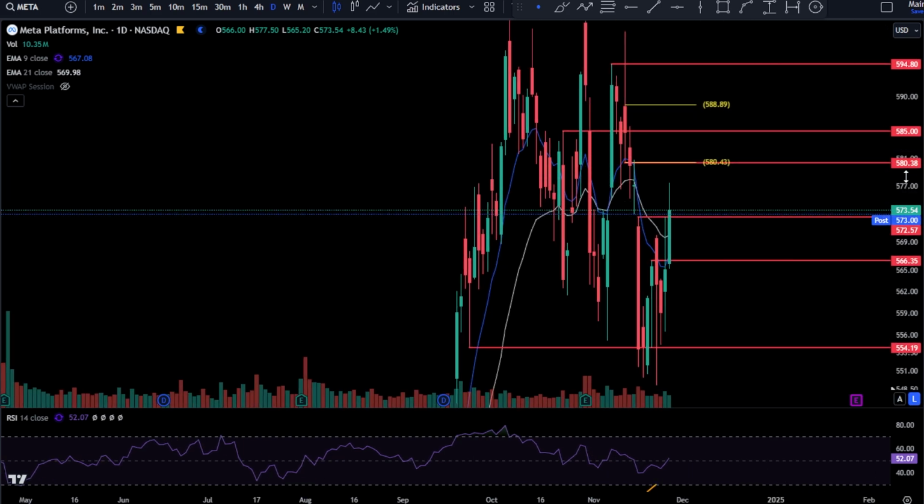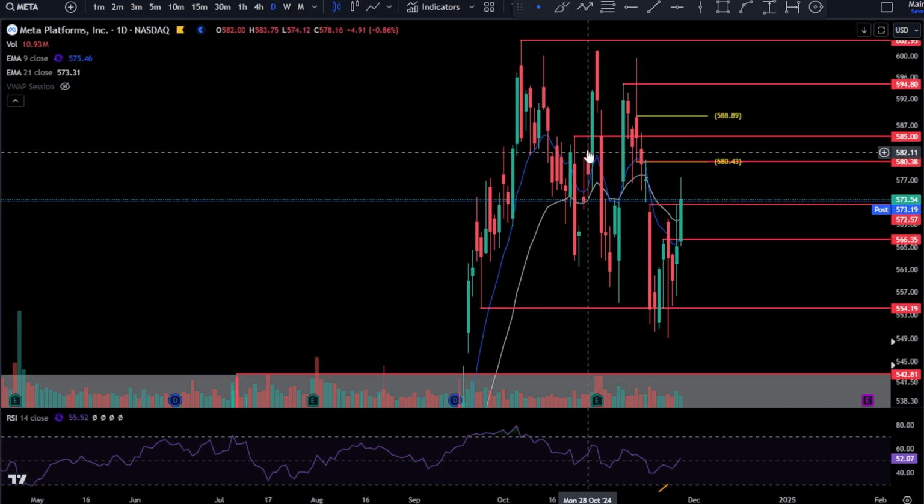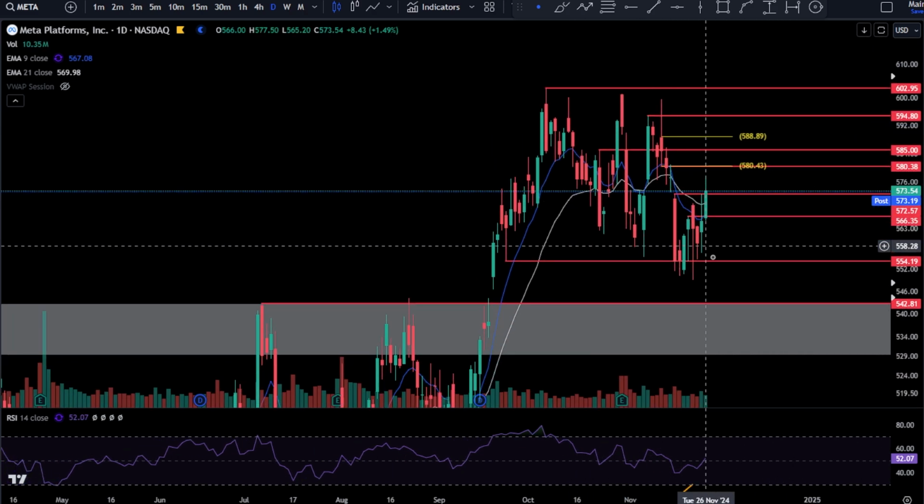Above there, guys, the next spot is going to be 580.38 and then 585. Both of those are within this golden pocket here. I think those are probably going to be tested. You're above your short-term moving averages, guys.